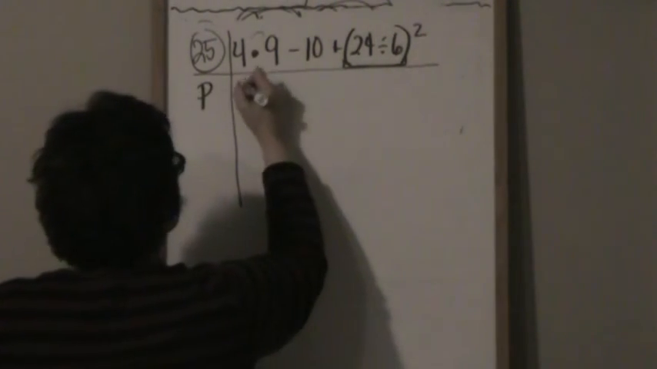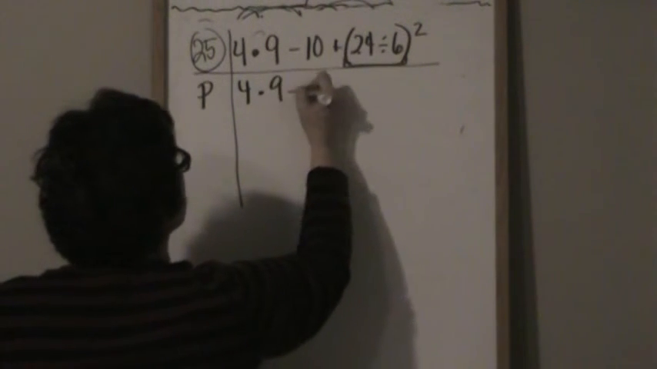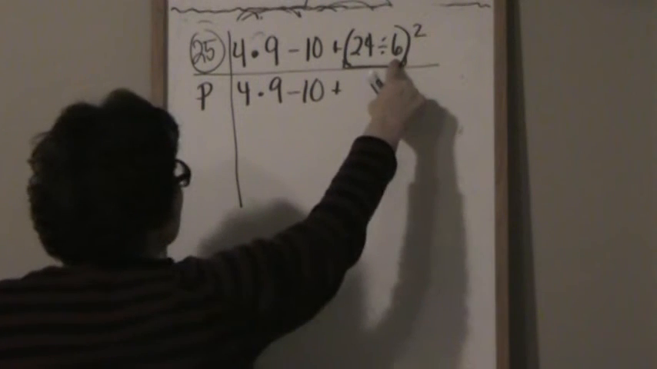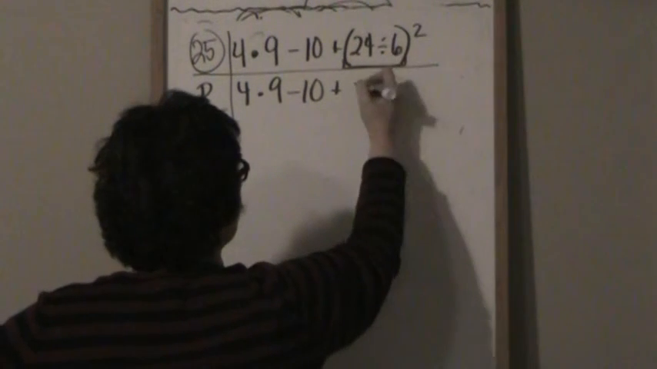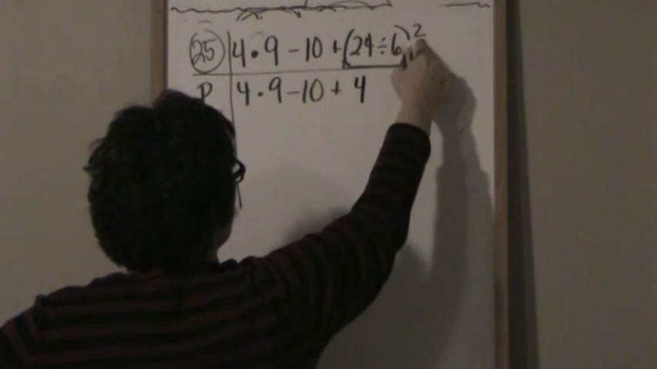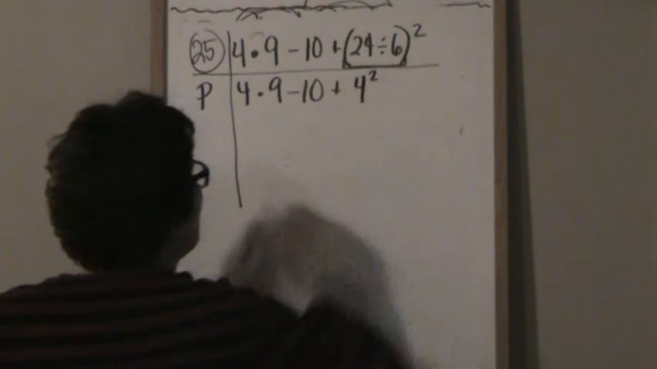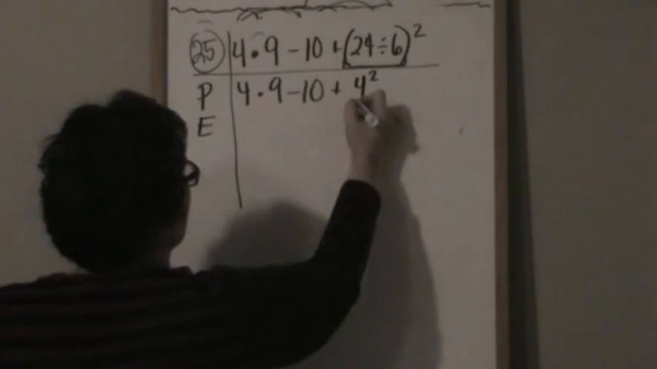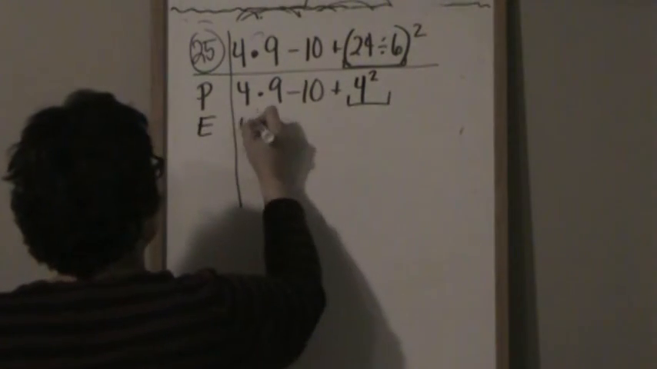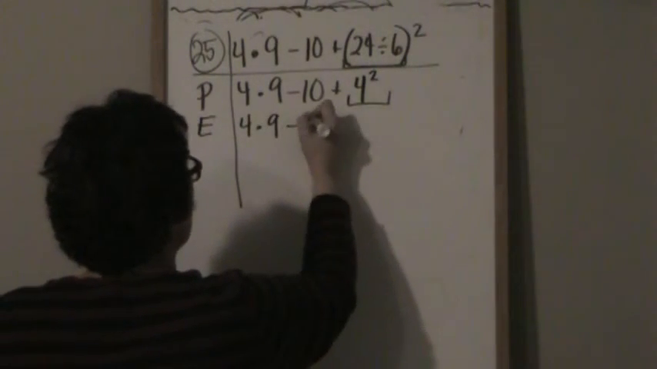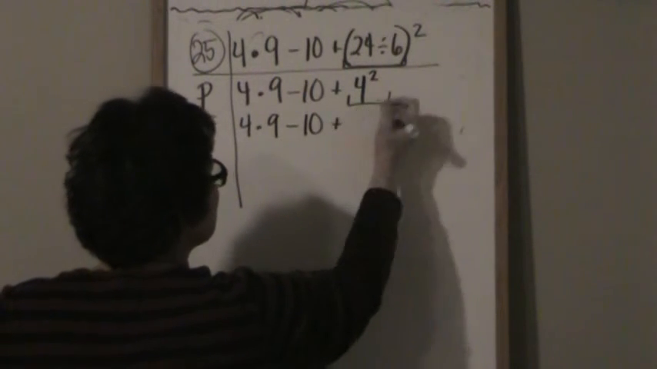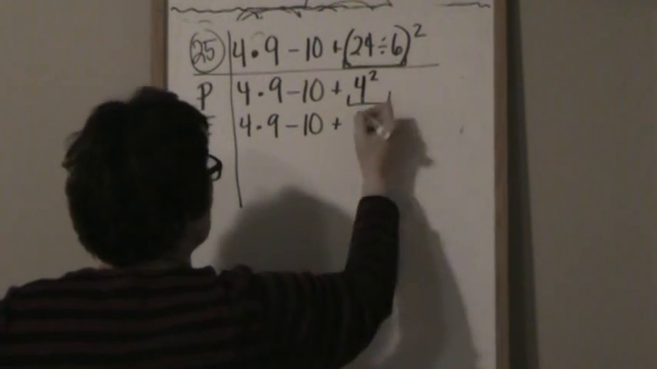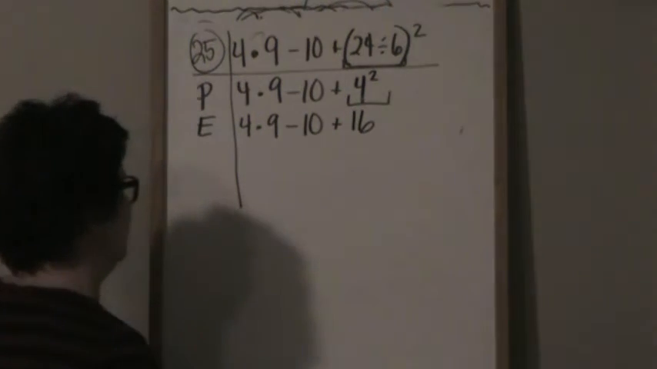Write the rest of it. 24 divided by 6 is 4. And that 4 needs to be to the second power. Now I do my exponent. This right here. 4 times 9 minus 10 plus, this is not 4 times 2, it's 4 times 4, which is 16.